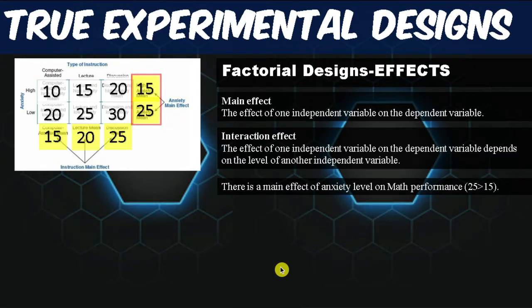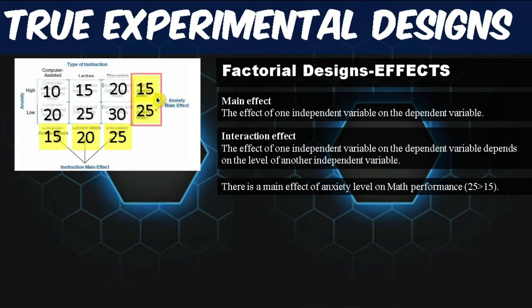First, we investigate whether there is a main effect of anxiety on the level of math performance. To answer this, we look at the average of the values here, and that's the mean. 10 plus 15 plus 20 divided by 3 is 15. We do the same for the second row, and then we compare the two rows, because we are investigating the effect of anxiety on our dependent variable. Obviously it is higher here, meaning the performance is higher for the group of students with low anxiety as compared to those with high anxiety.